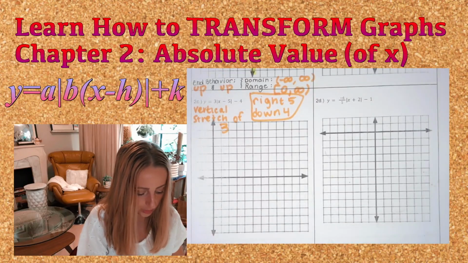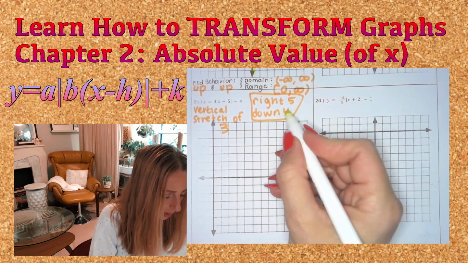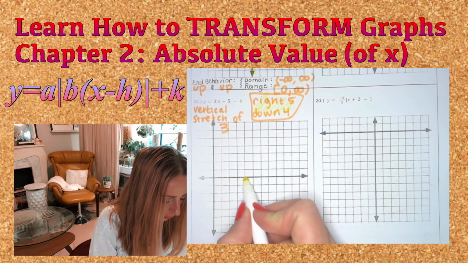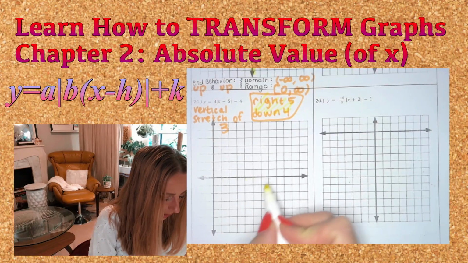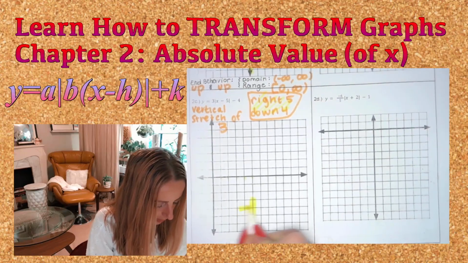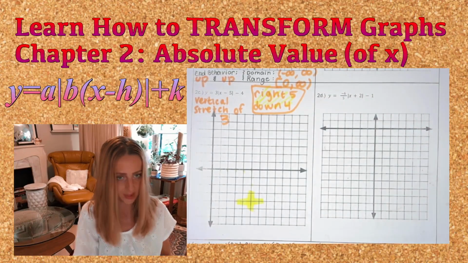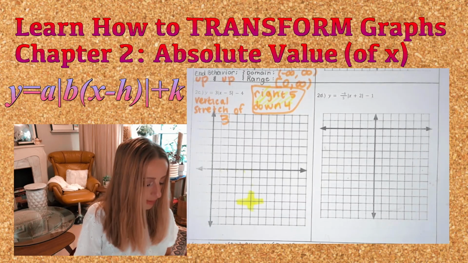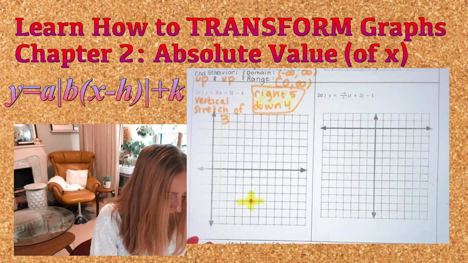So let's calibrate our center. So where am I going? Right 5 and down 4. Right 5. 1, 2, 3, 4, 5. And down 1, 2, 3, 4. So my new origin, my new place to be centered at, center my screen around, is that point right over there. That means that is where my vertex is.